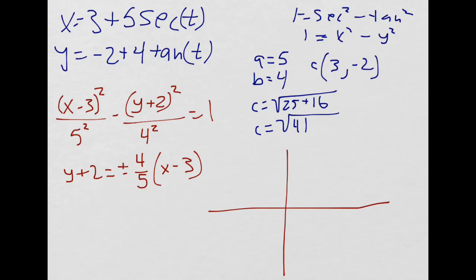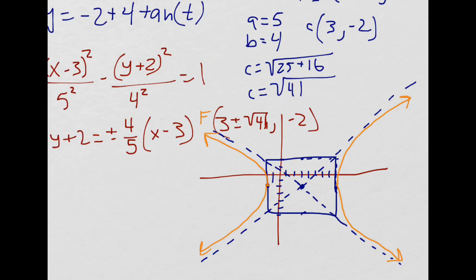The foci are going to be at the point 3 plus or minus the square root of 41, comma, negative 2. And now I can sketch all of this in. That's the only thing that's left for me to do. I think that's all we need to do.